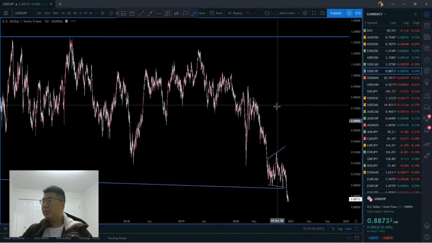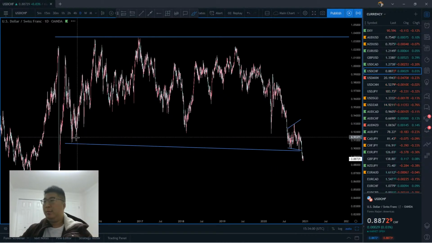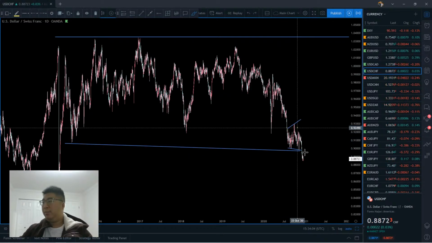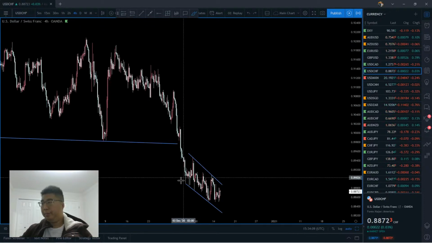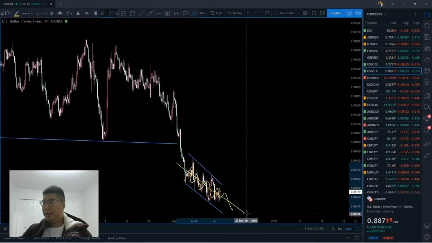Dollar Swiss, someone asked about dollar Swiss as well. Higher time frame, you can see that we're at the previous swing low already. We had this correction here, we pushed the price lower, and what does the lower time frame tell us? Again, this kind of descending channel structure, correcting itself down.